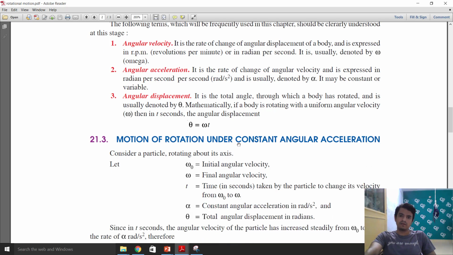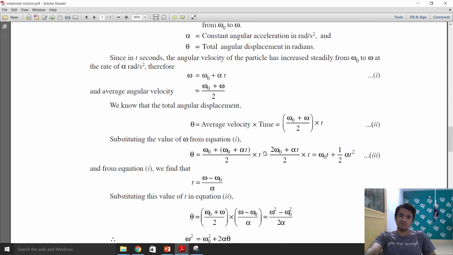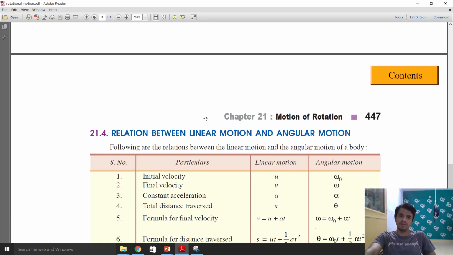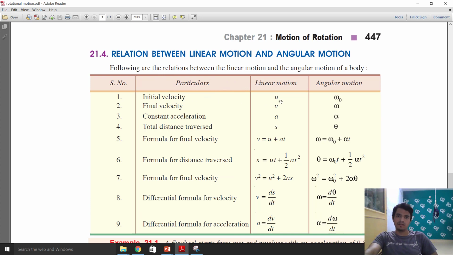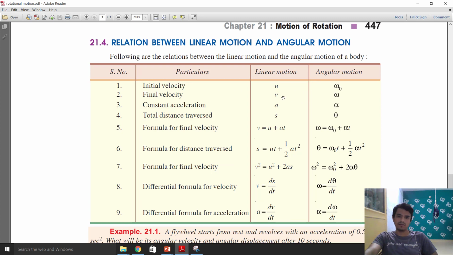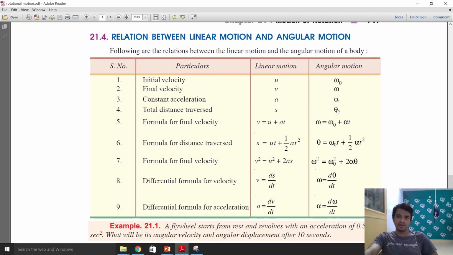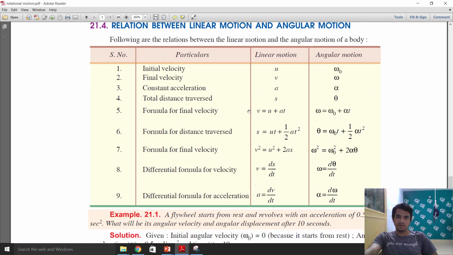Then motion under constant angular acceleration: the equations are also the same as those of linear motion, as we can see by comparing them. This table is also very important. Initial velocity u in linear motion is denoted by omega 0 in angular motion; final velocity v becomes omega; acceleration a becomes alpha; and displacement s becomes theta. The formula for final velocity, v equals u plus at, becomes omega equals omega 0 plus alpha t.